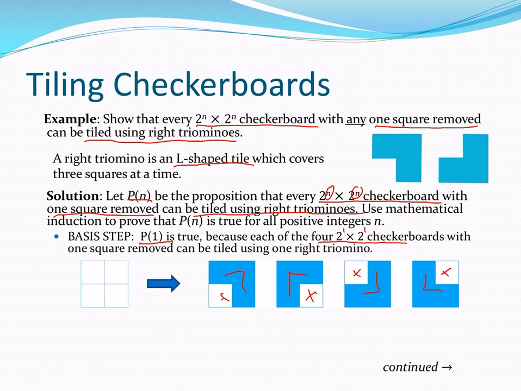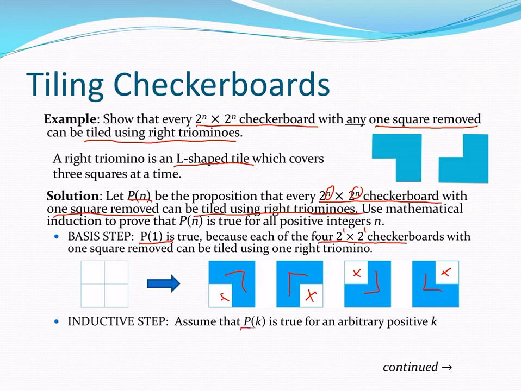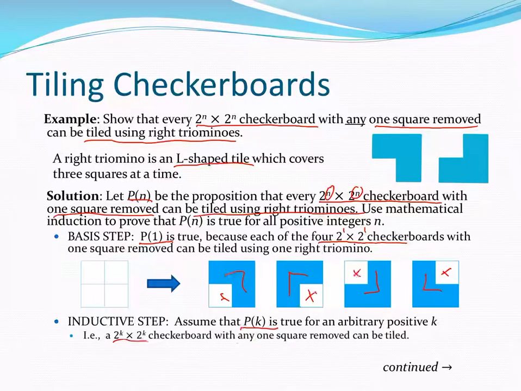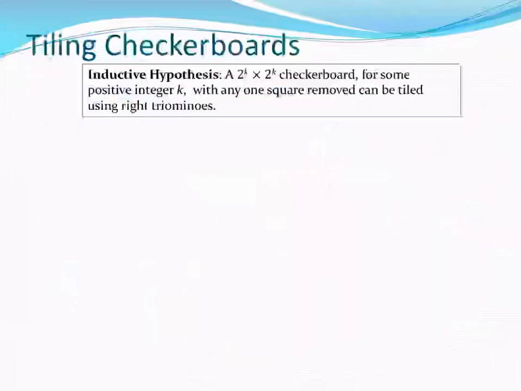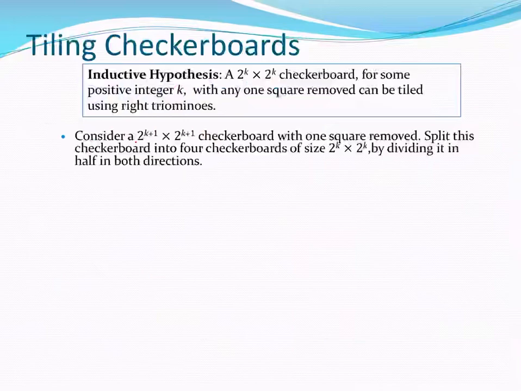Now we move on to the inductive step, and we must establish the inductive hypothesis. Pk is true for an arbitrary positive k, that is, a 2 to the k by 2 to the k checkerboard with any 1 square removed can be tiled with right triominoes. On the next slide, we'll restate the inductive hypothesis in a border up there, and then we'll continue with the inductive step. Now let's consider Pk plus 1, that is a 2 to the k plus 1 by 2 to the k plus 1 checkerboard with 1 square removed.